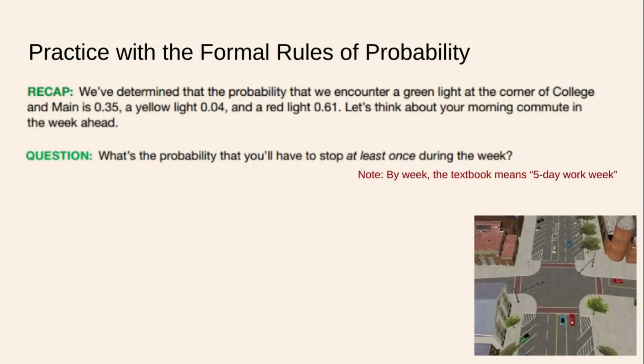Now we're going to apply our knowledge on using the complement of the event to address the at least one or at least once situations. We've determined that the probability that we encounter a green light at the corner of College and Main is 35%, a yellow light is 4%, and a red light is 61%. Let's think about your morning commute in the week ahead. By week, the textbook means a 5-day work week. We need to know that going in, or else this question gets really awkward.